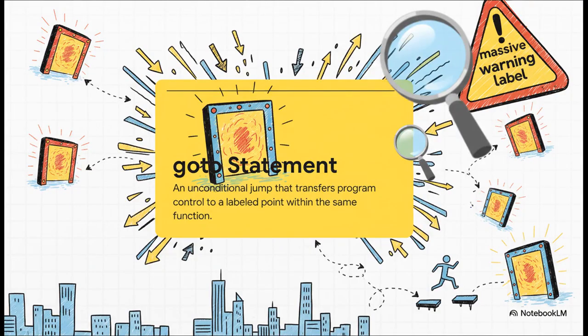And then there's goto. In our city metaphor, goto is a literal teleporter. It lets you instantly and unconditionally jump from any point in a function to any other point you've put a label on. It sounds incredibly powerful, right? And it is, but it comes with a massive flashing warning sign.